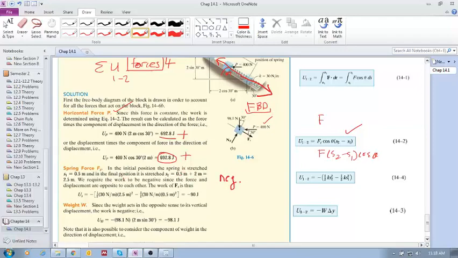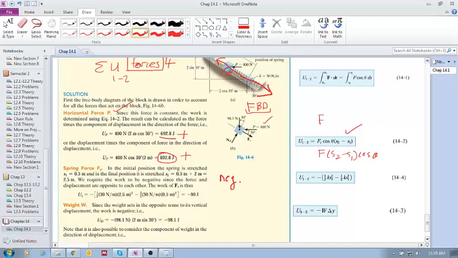Now let's go to the equation. We use equation 14.4, which is this, half k s2 squared minus half k s1 squared. Now what is s1 and what is s2? S1 and S2 are simply the positions from equilibrium, right? It's the amount of stretch or compression at state 1 and state 2.